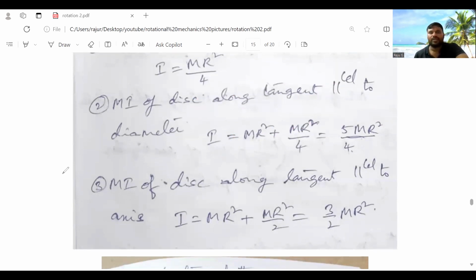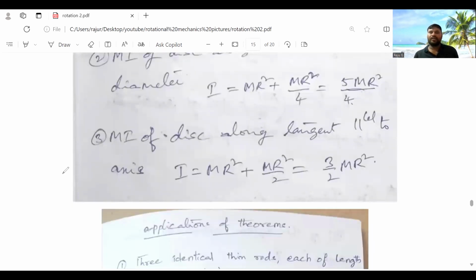And similarly, the moment of inertia of the disk about a tangent parallel to its axis: about its own axis the moment of inertia is mr square by 2, and the tangent is at a distance r away from the parallel axis. Therefore, it is 3 by 2 mr square.